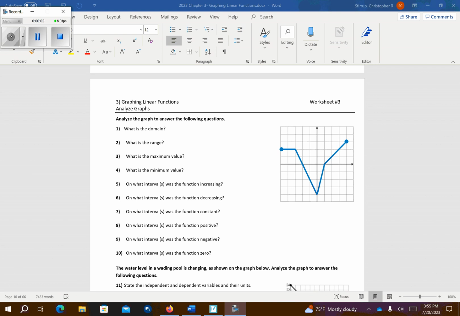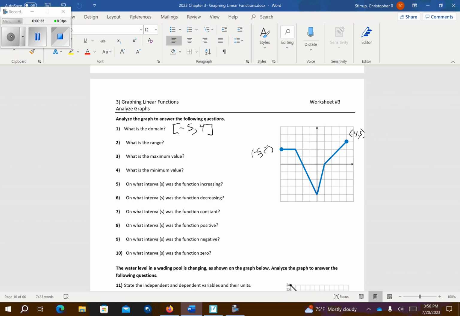CP Algebra 1. This is GLF Chapter 3, Worksheet number 3. So what's the domain? Well, let's look at the furthest left. So this is 1, 2, 3, 4, 5. That's the point -5, comma 2. And this is 1, 2, 3, 4. So that's going to be 4, comma 3. All right, so the domain is going to go from hard bracket -5 to 4 hard bracket. And the reason those are hard brackets is those are solid dots.